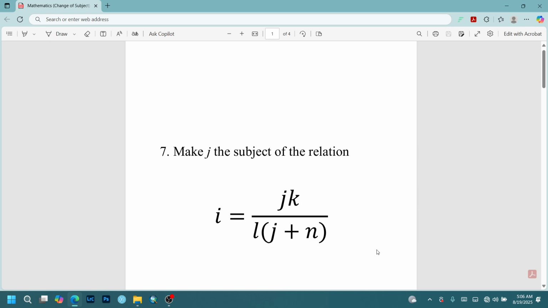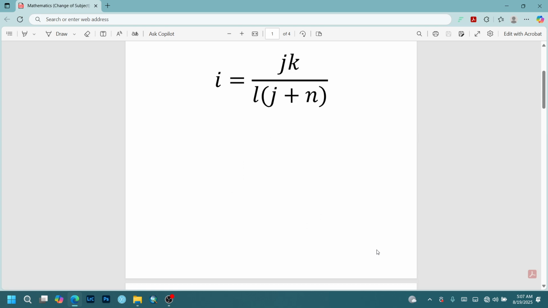Series 7. Make J the subject of the relation. So our given equation is I equals the fraction JK over L multiplying J plus N, right? So let's quickly solve it.